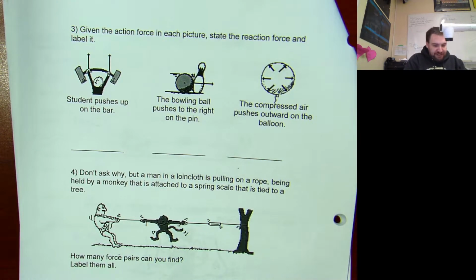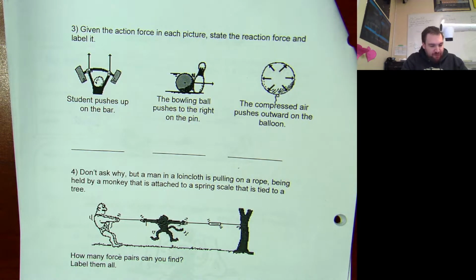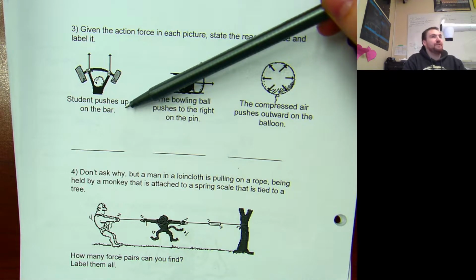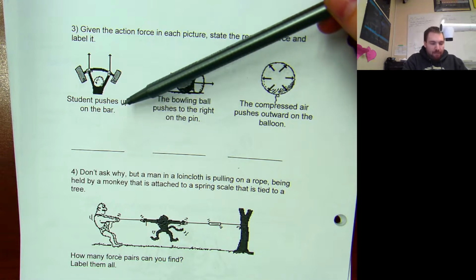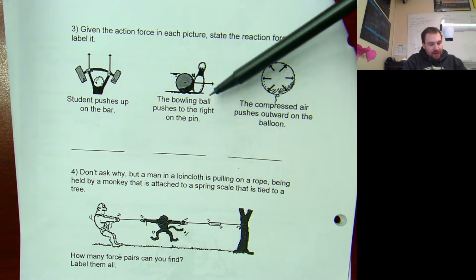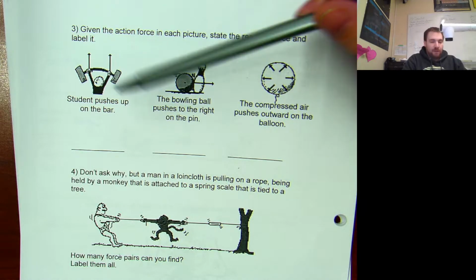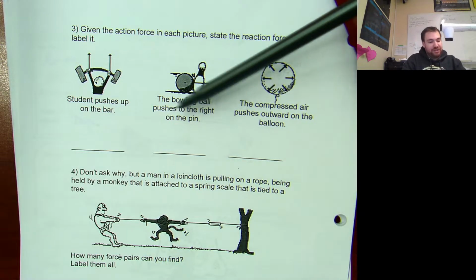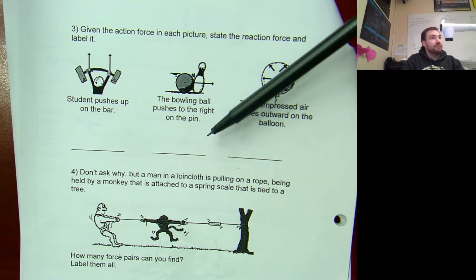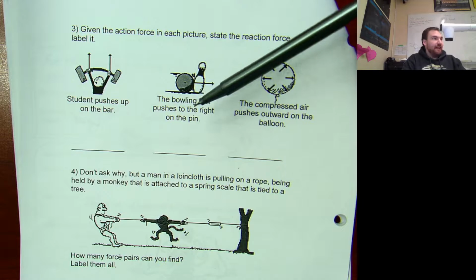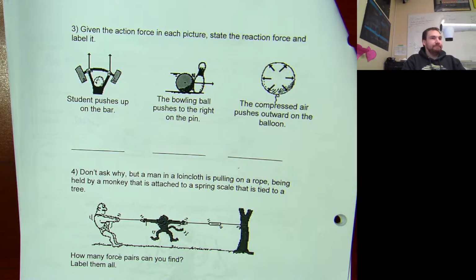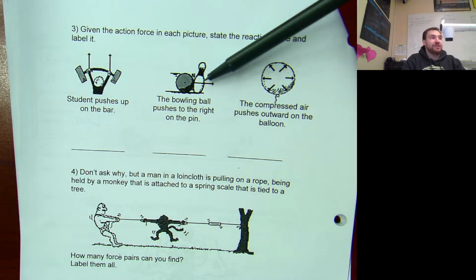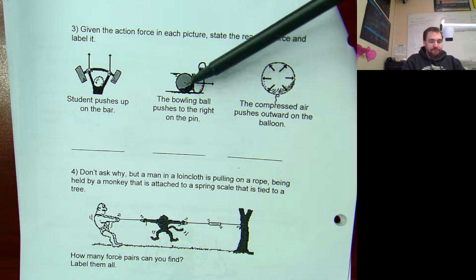Given the action force in each of the pictures, state the reaction force. Student pushes up on the bar, the reaction force is? Bar pushes down on you. Which is why eventually this gets really hard. The bowling ball pushes to the right on the pin. So what's the reaction force? Pin pushes the other way. Why does the pin go flying? Because it has less mass. So the acceleration of the pin is much larger than the acceleration of the ball.